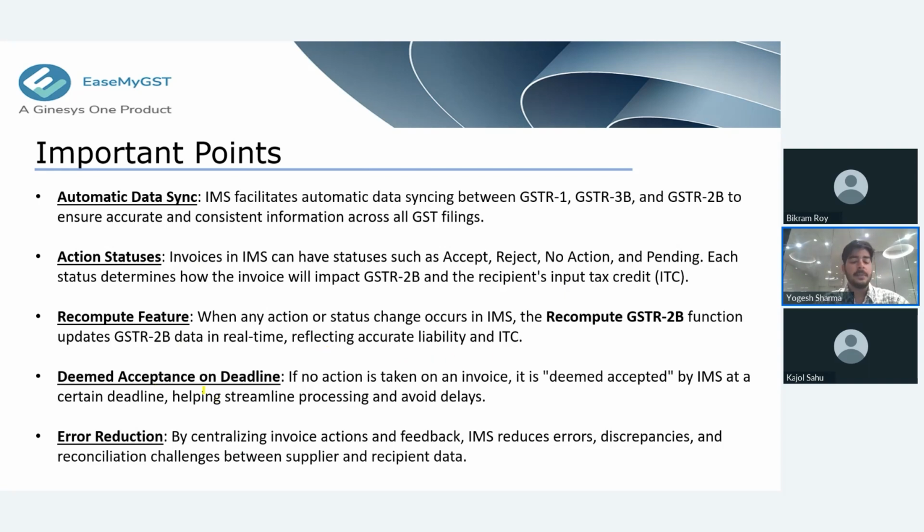Now, deemed acceptance or deadline. If you haven't taken any action on your invoices and you want all your invoices to show on your GSTR2B, then all the invoices will be available in your GSTR2B and you don't need to take any action on them. This means that you will do the reconciliation as you have done in past years. Simply download your 2B data and do the reconciliation after applying the logic that is available on our EaseMyGST application. A lot of users are currently doing this with the EaseMyGST application.